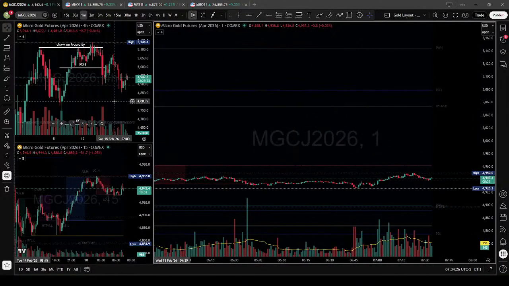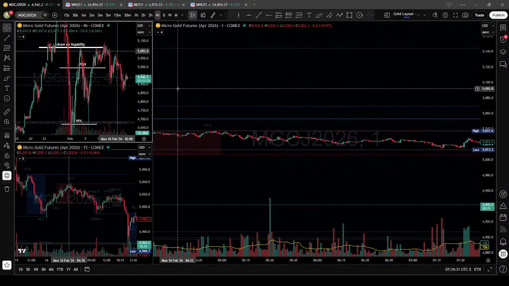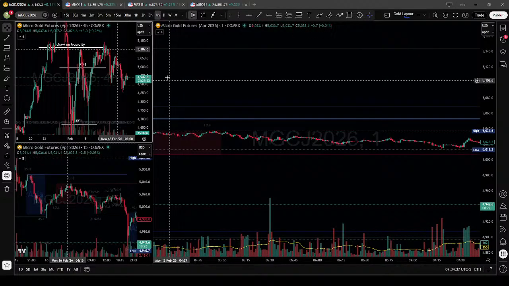How is gold doing? Gold is still chopping. Yeah, gold is still chopping.